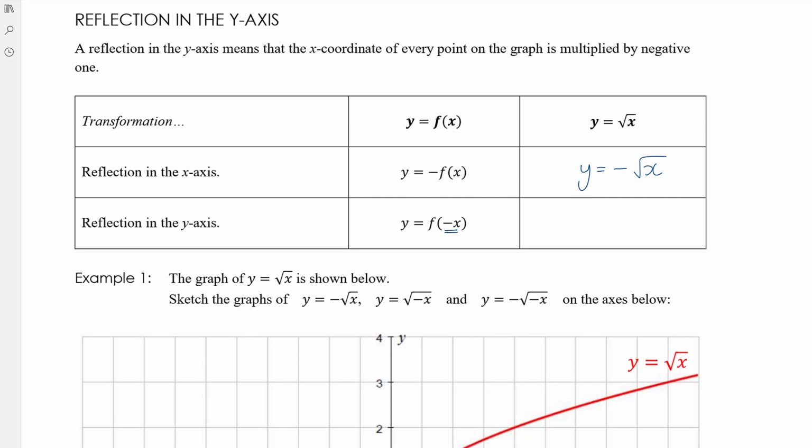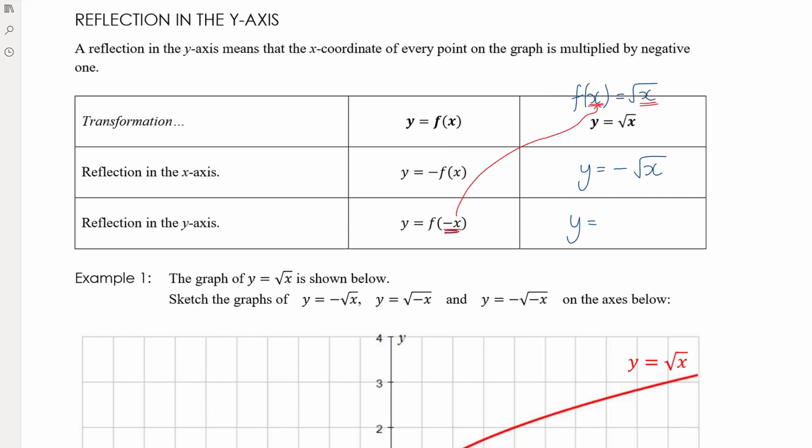So for our square root graph, that means, again, replacing the x values in the function. Sorry, let me write, I should have written this out first. What we're saying here is that f of x is equal to the square root of x. So what we're looking at here is replacing all the x's in the function with negative x.